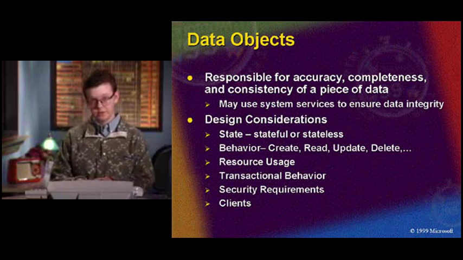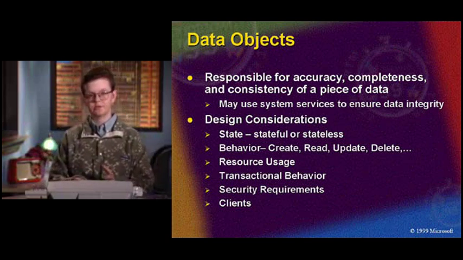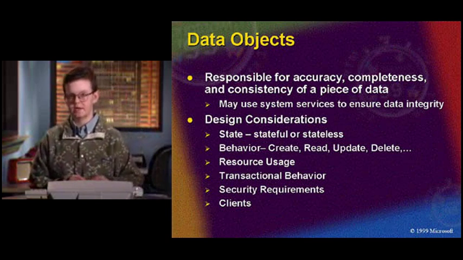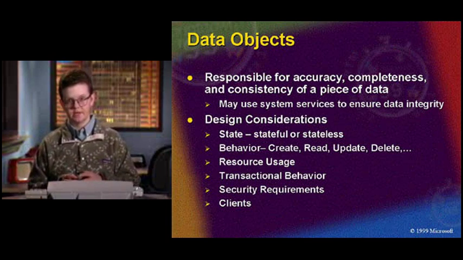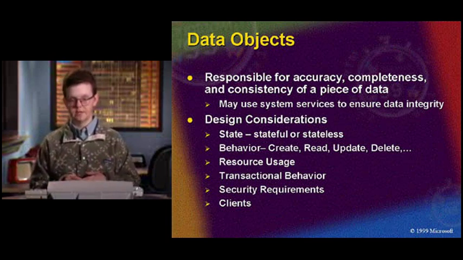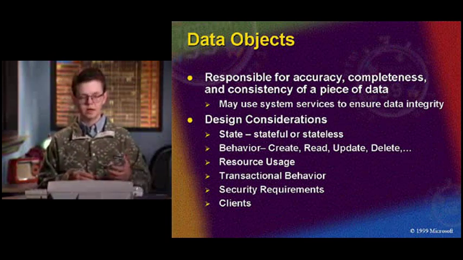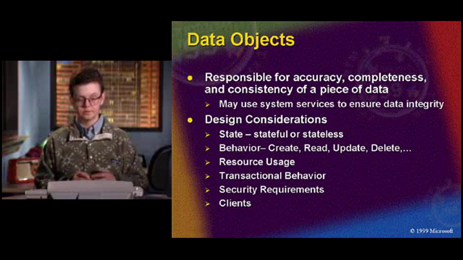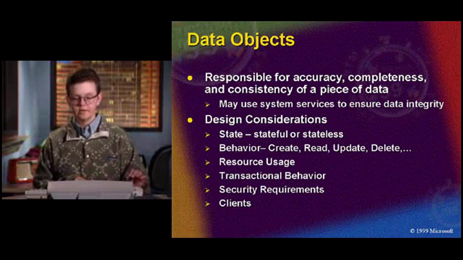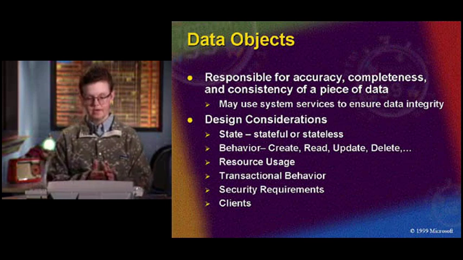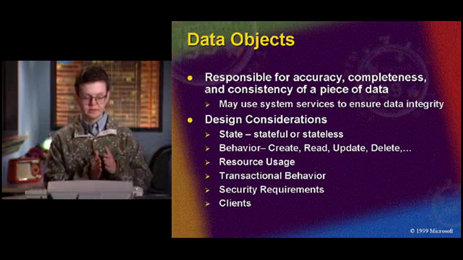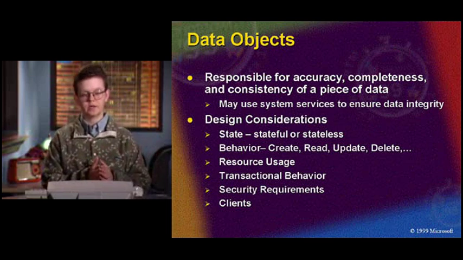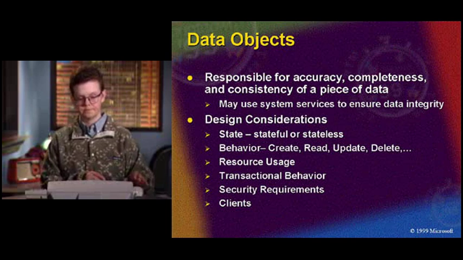Now, they may in turn use system services to ensure that the data is in a consistent state. For example, you might want to use rules within a SQL Server database to make sure that you have referential integrity, or that when you do a delete, certain tables are deleted as well, certain other rows are deleted. But for the most part, you want to make sure that there isn't responsibility for ensuring correctness at some higher level of the program. You don't want that responsibility to be spread out in your business objects.